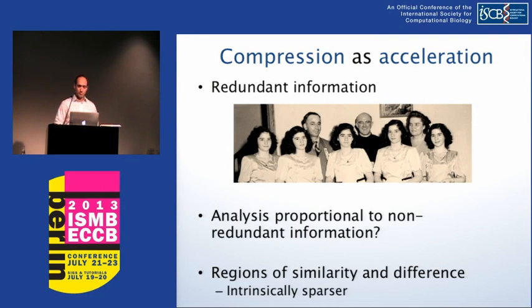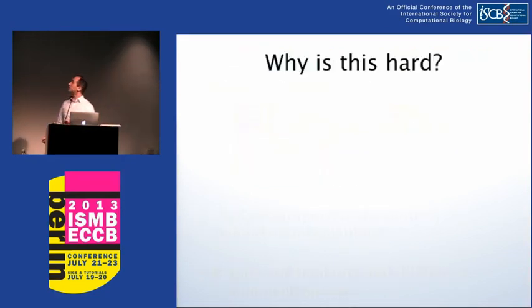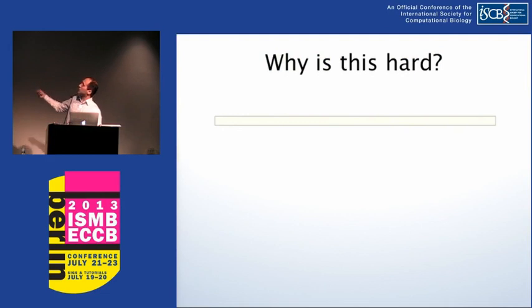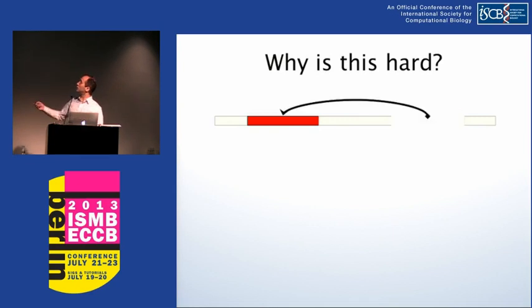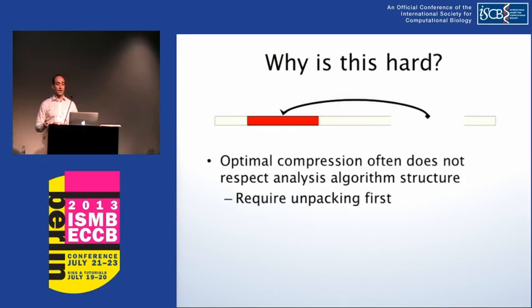Now, this is not trivial, and the reason for this, well, this is compression. So here, this gray block, let's call this a genome. And suppose these two regions are similar. So in classic compression, you're just going to replace one with a pointer to the other. And the problem with this is that we compress on some optimal compression metric, which isn't necessarily the sparsification that we're asking about when we want to run some algorithm like BLAST. And so what we have to resort to is unpacking this data first and then analyzing it.